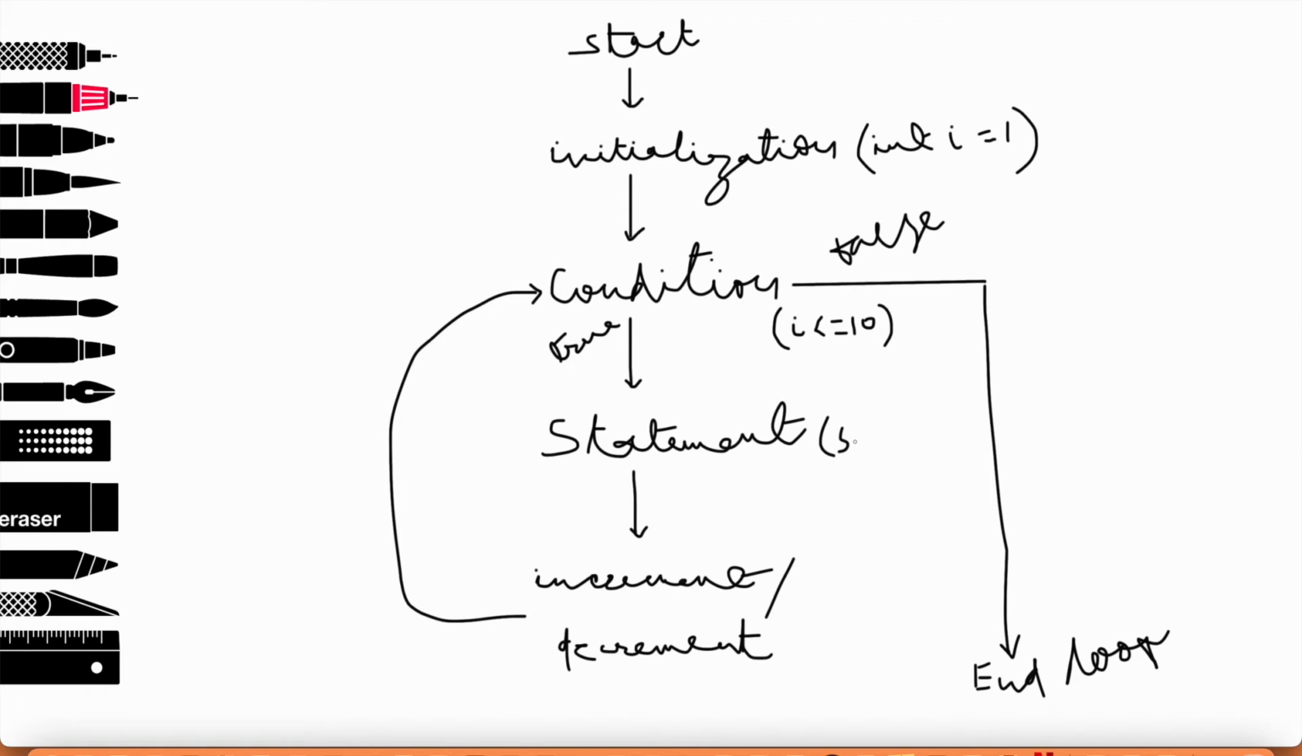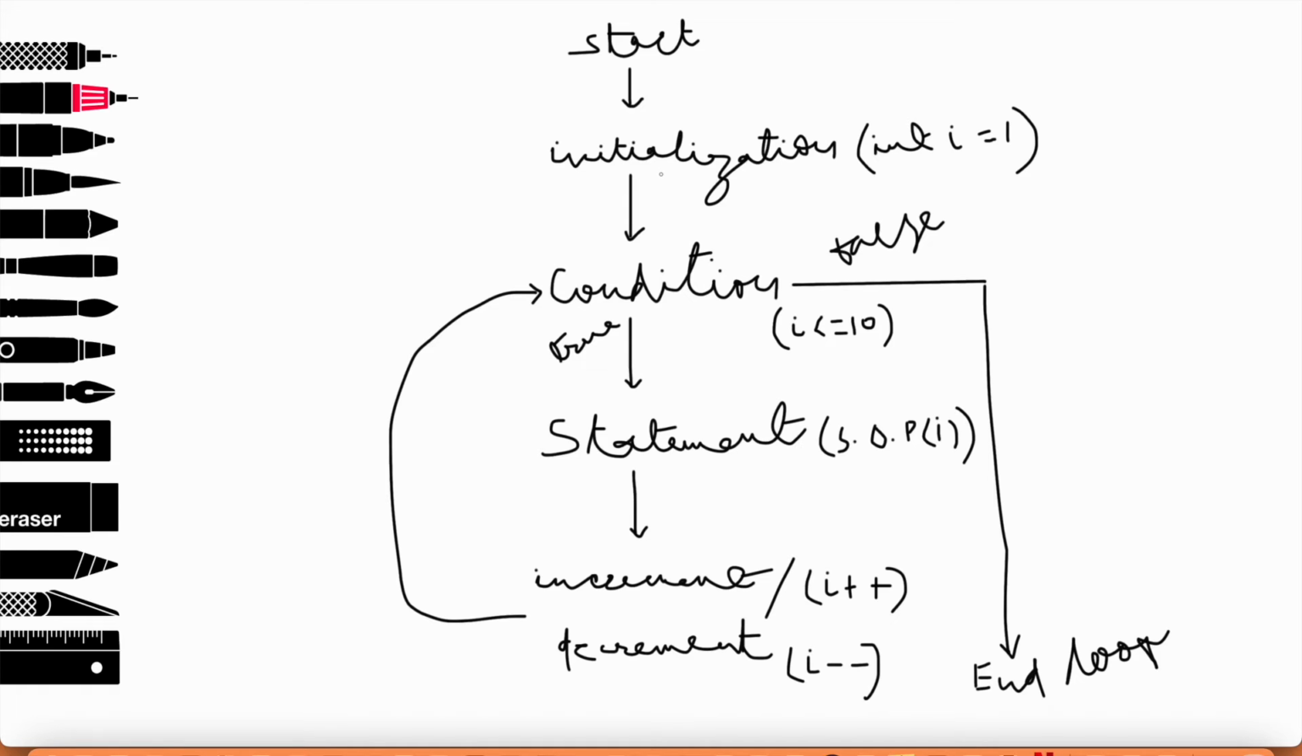system.out.println, I'll write in short form, system.out.println, and in bracket this is variable I. Okay, and increment or decrement means, suppose I'll say like increment I plus plus, and for decrement we have to take I minus minus. Okay, so this is the flow chart, guys.